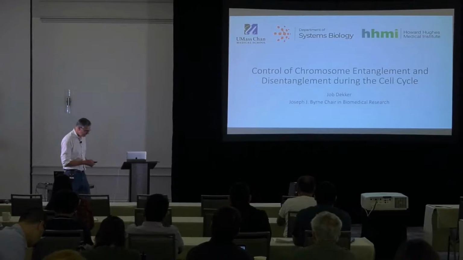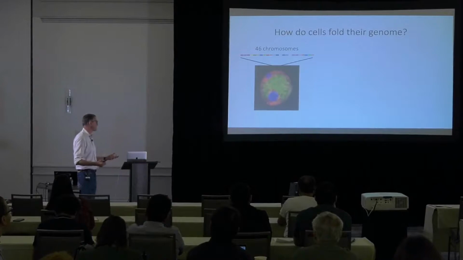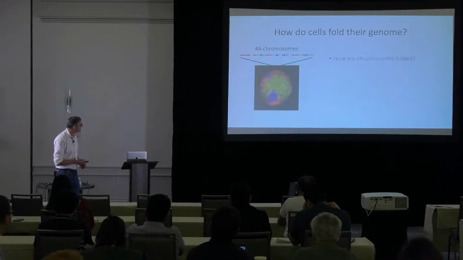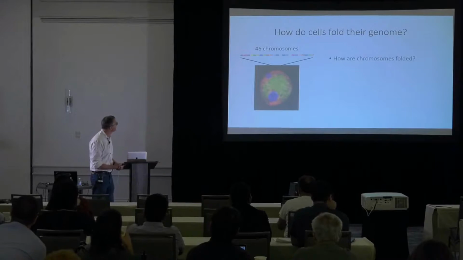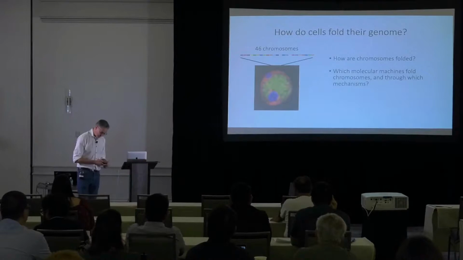So my lab is interested in how chromosomes fold, because the human genome, for instance, that we study mostly, in order to understand how it works, we have to understand how it's folded. So we're understanding just what is the folding of chromosomes. We spent a lot of time looking at that over the years. But more recently, we're starting to understand the molecular machines and mechanisms, and biophysical mechanisms in some cases, through which chromosomes are folded. And of course, ultimately, we want to know how that folding relates to genome function.